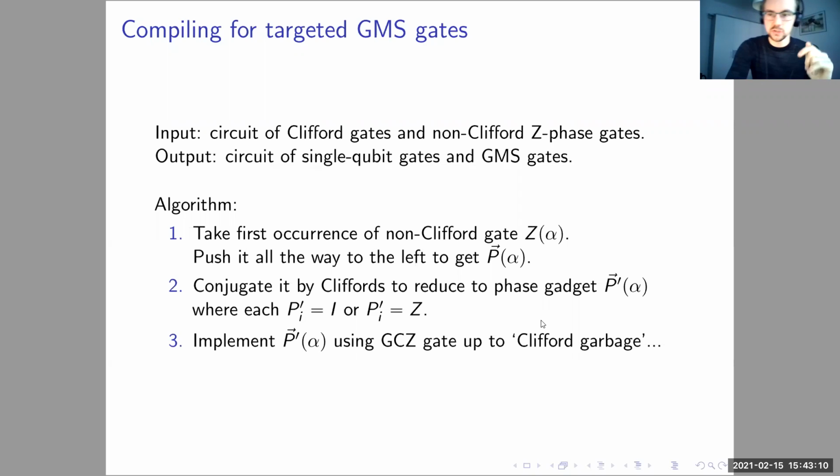And then the next step is the interesting one, where the global stuff comes into play. And that is we're going to implement this phase gadget using a single GCZ gate up to Clifford garbage. So what I mean is that you get some Clifford gates that are left over that we don't really need, but they're fine because we can deal with them. Let me describe this with an example of how this works.